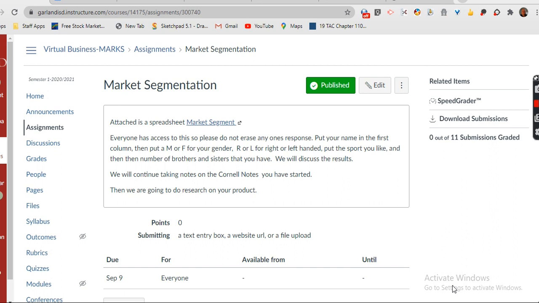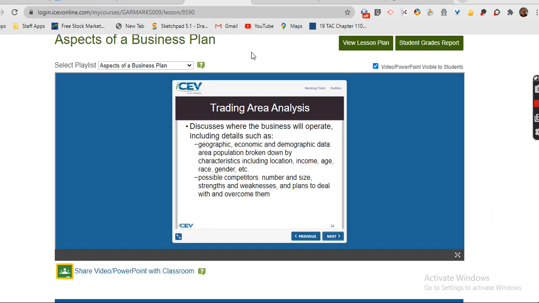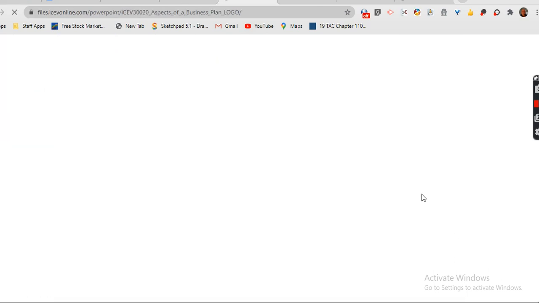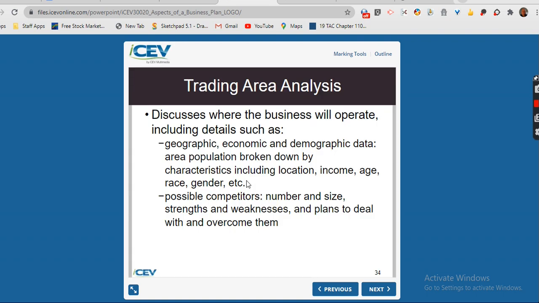So you're going to need your Cornell notes to add this information to it. We're going to talk about a few things, and then we're going to go out and physically research and see if we can find some data to help us know exactly who we are trying to market to. So let's go to this idea here of who we're going to market to. So the first is our trading area.